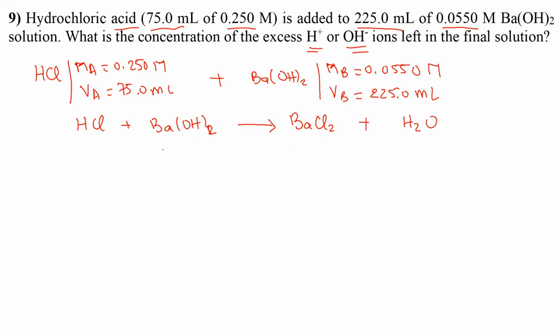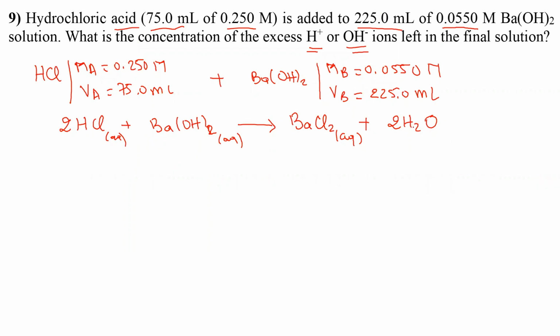Okay, and this is aqueous, strong acid. Barium with hydroxide is soluble. Barium chloride is soluble. We can balance our chemical equation. So we have chloride 2 times here, 2 times. And we have 4 hydrogen and 2 oxygen. We need 2 here. 4 hydrogen and 2 oxygen in both sides. Now my chemical equation is balanced.